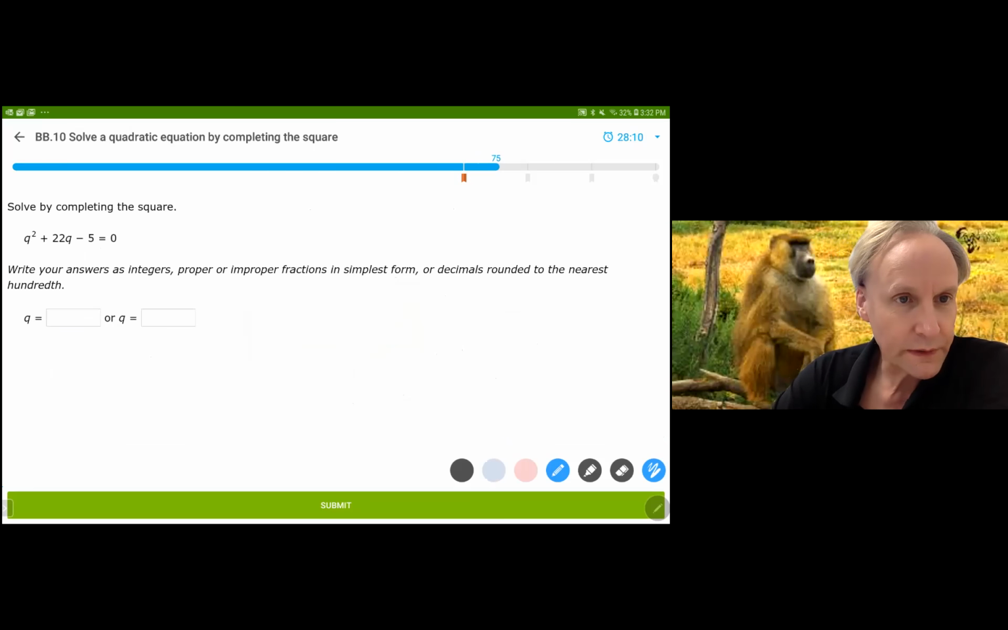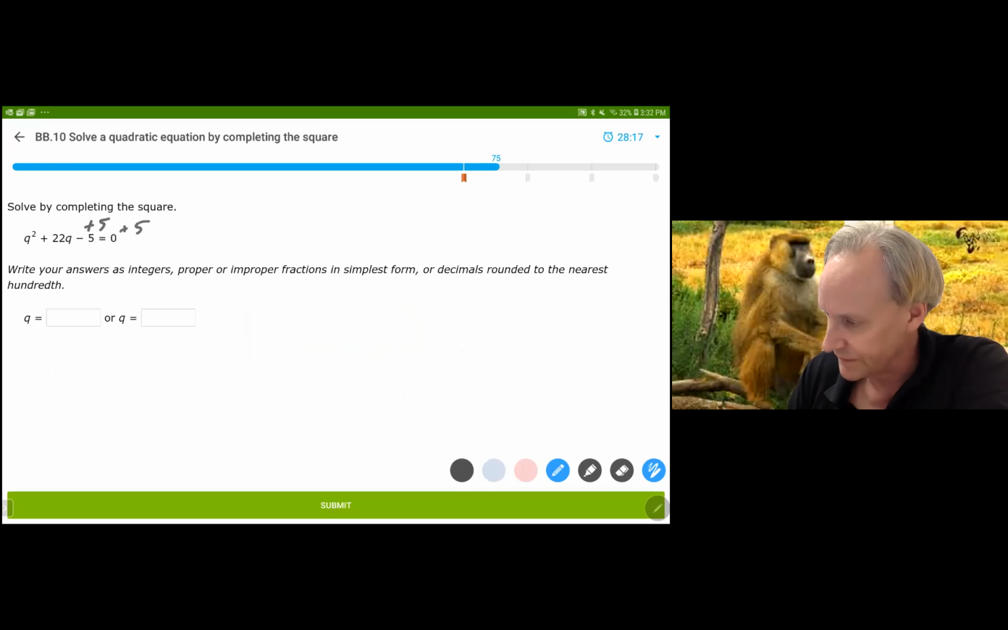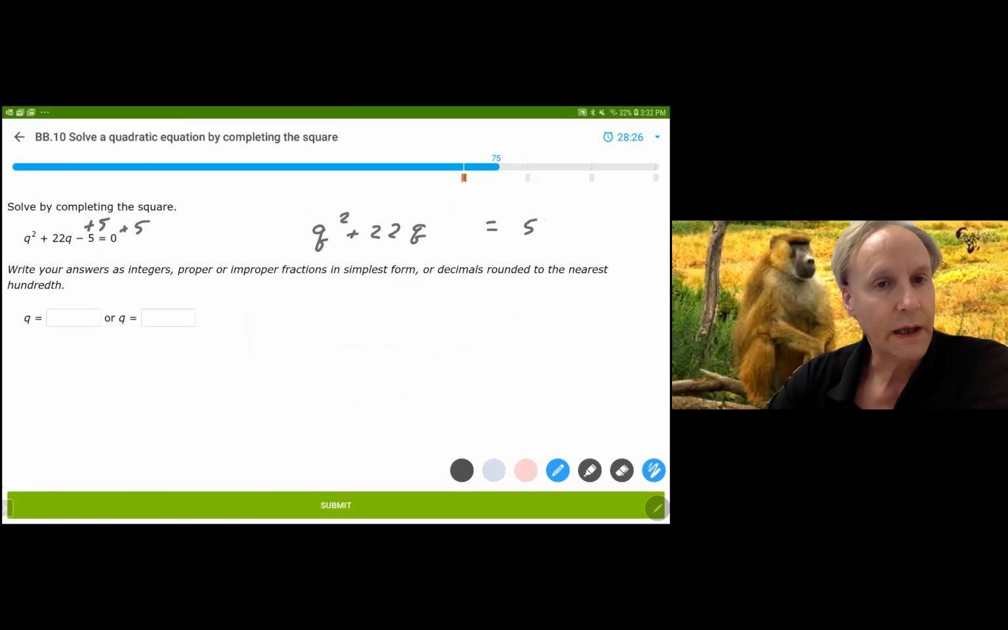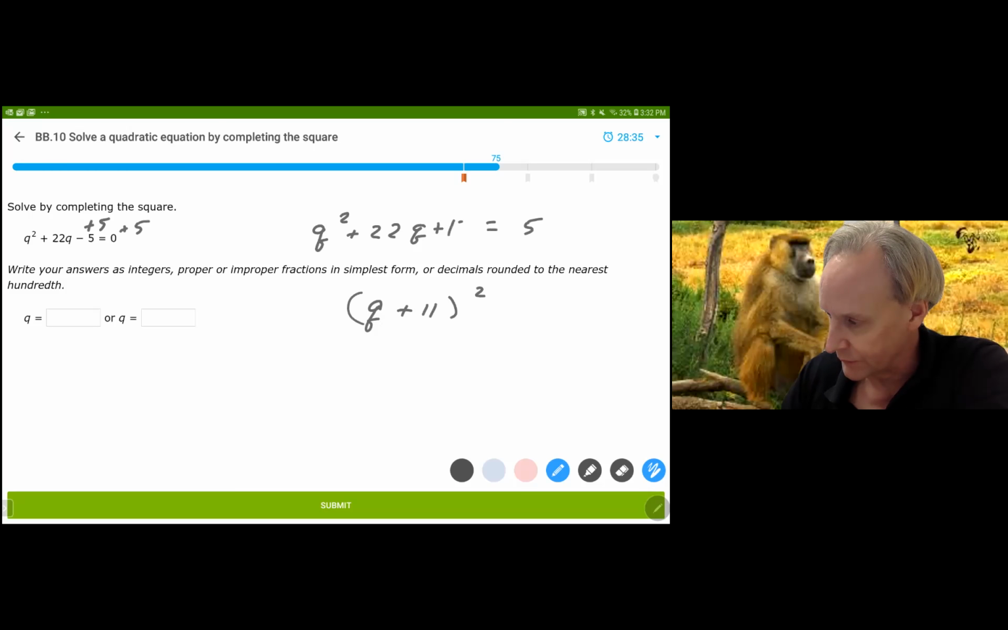And in this one, we're going to add the 5 to both sides. It looks like they're doing the same thing over and over again. I don't think I'm going to go any further. Just going to take too long. Q squared plus 22Q is equal to 5. And I need Q plus 11 squared. And I'm going to add 121 to both sides. And that's going to be 126.